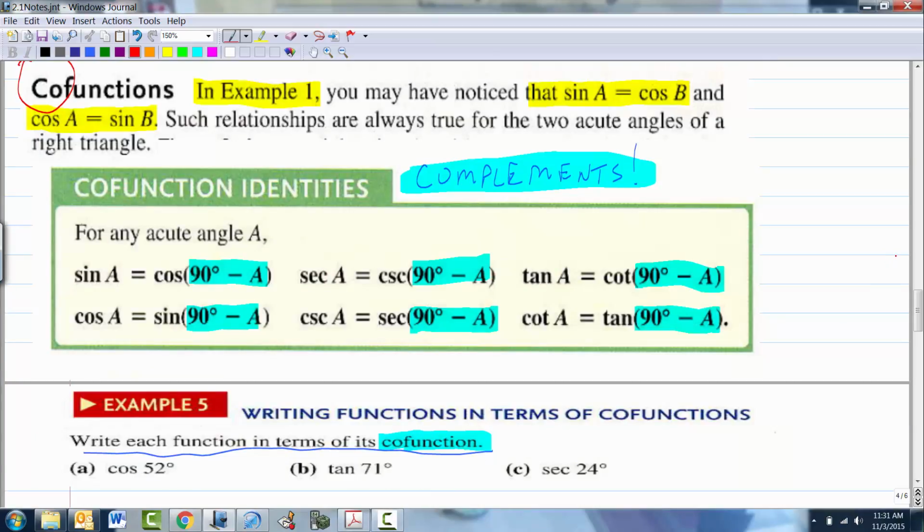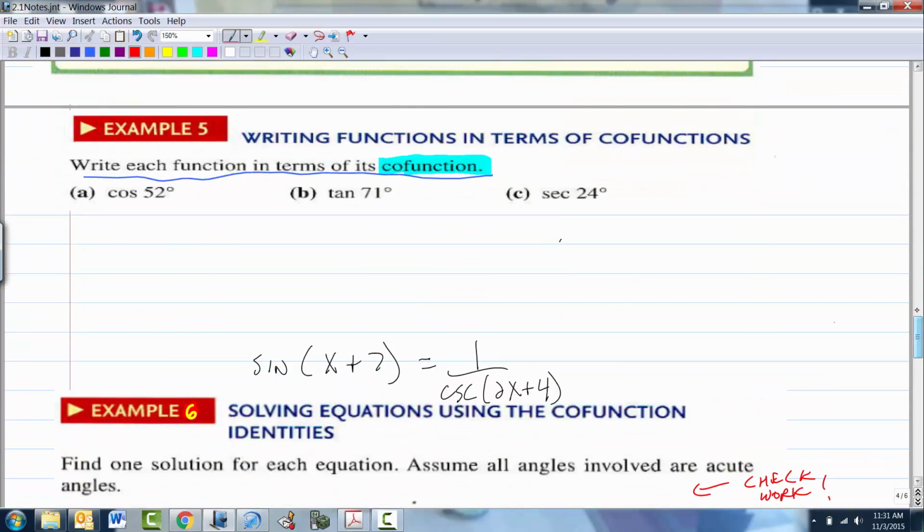Okay. So these little questions just to prove you know what you're doing. Write each function in terms of its cofunction. See, this is a vocab word. What does this mean? You come out to my desk and I say, sit down. That's your test. You're supposed to know that word. Okay, so what's cosine of 52 equal to?